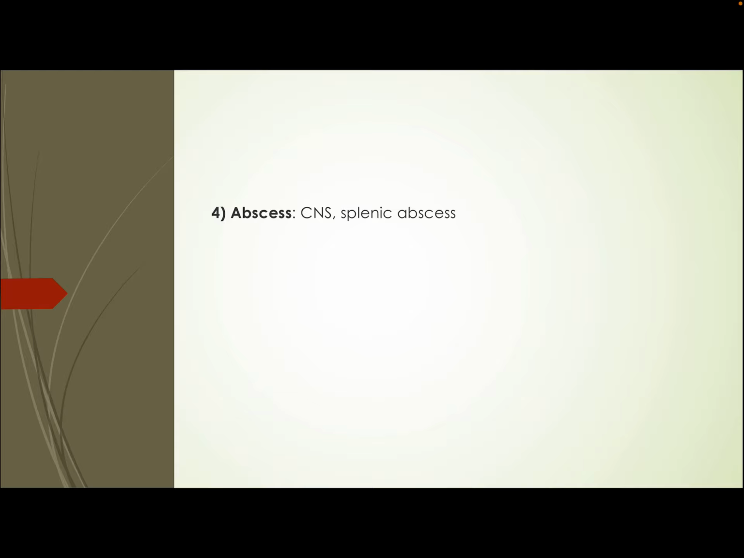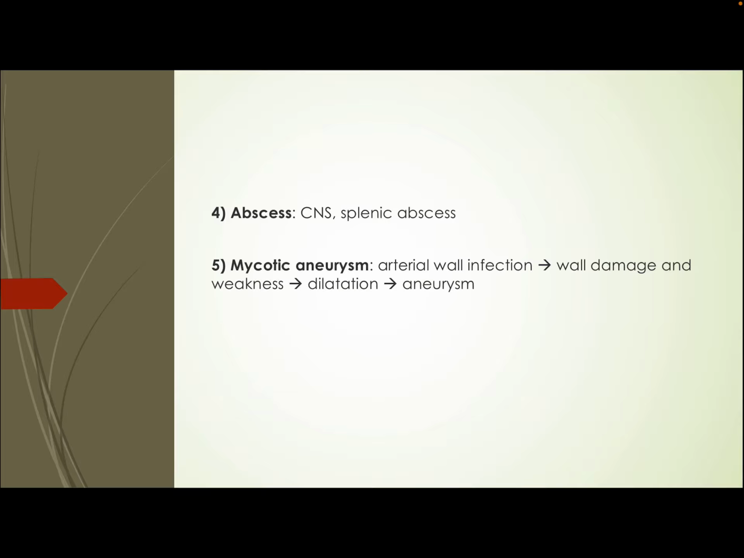The fourth is abscess. It depends on which organ the septic embolus goes to. So it can lead to CNS abscess, splenic abscess, and then mycotic aneurysm. So mycotic aneurysm is basically when the septic embolus actually goes and infects the arterial wall. So it can lead to damage of the wall, thereby leading to wall weakness, and that can eventually lead to dilatation and formation of an aneurysm. And sixth is glomerulonephritis. That is because of antigen-antibody complex deposition. That's an immunologic phenomenon leading to glomerulonephritis.